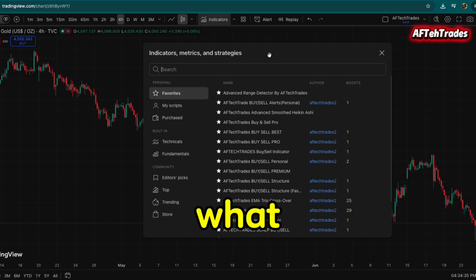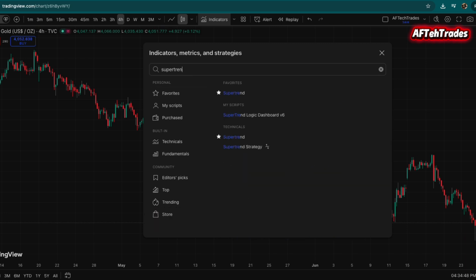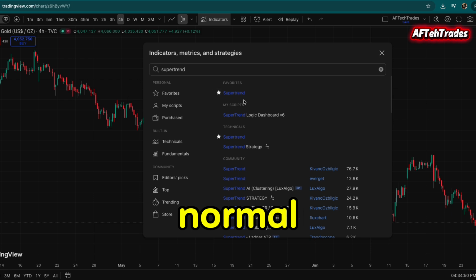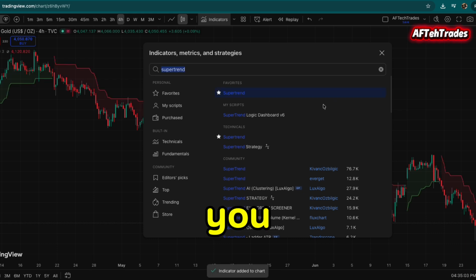Okay, so now what you need to do is to add the first indicator, which is the Supertrend indicator. You come to your search bar and write Supertrend indicator. Take the normal Supertrend indicator, which is this first one that will come up. This normal TradingView Supertrend indicator. You can see there is no name attached to it. There's no auto attached to it. So this is the one you just pick. Once you pick it, you add it to your chart, right?